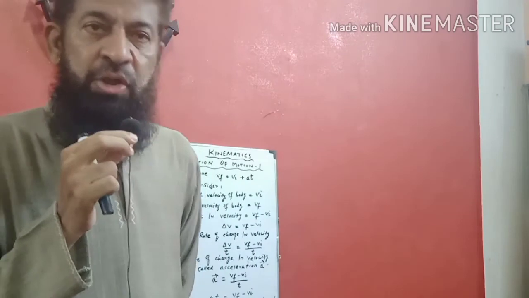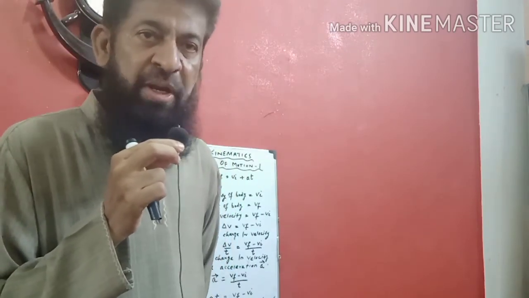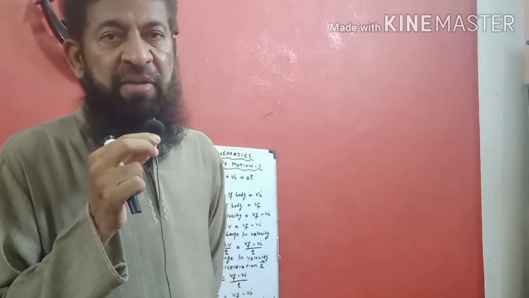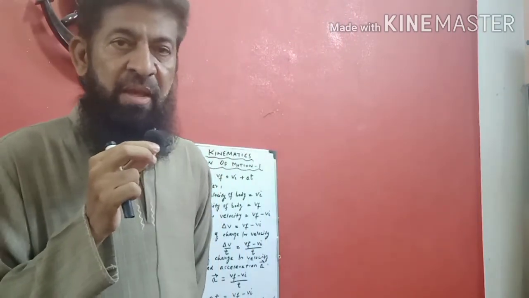Now we will discuss speed. The total distance covered by a body per unit time is called speed. In other words, the ratio of the total distance to the total time is called speed. Speed is a scalar quantity because it has only magnitude but no direction.